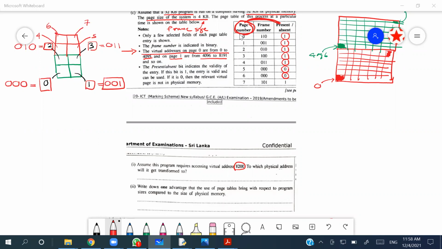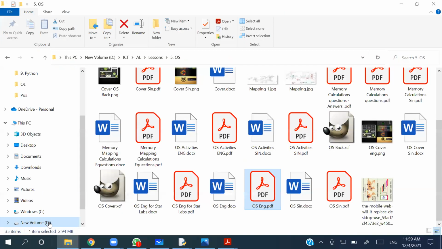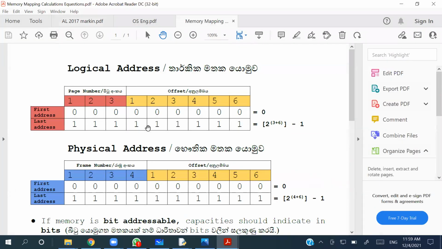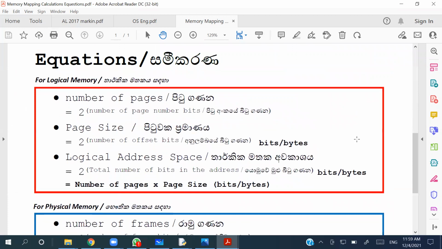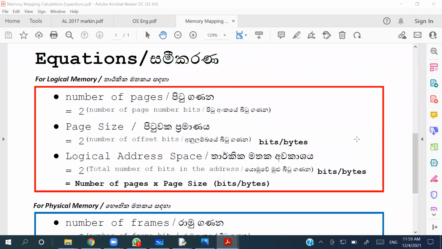Yes, people, any clue regarding that? What is the equation that is going to tell you how many bits are there in the logical address? For your convenience, I will show you the equations as well. Oh, there you go. Now, which equation? Yeah, Osanda, number of pages into page size will calculate the logical address space.